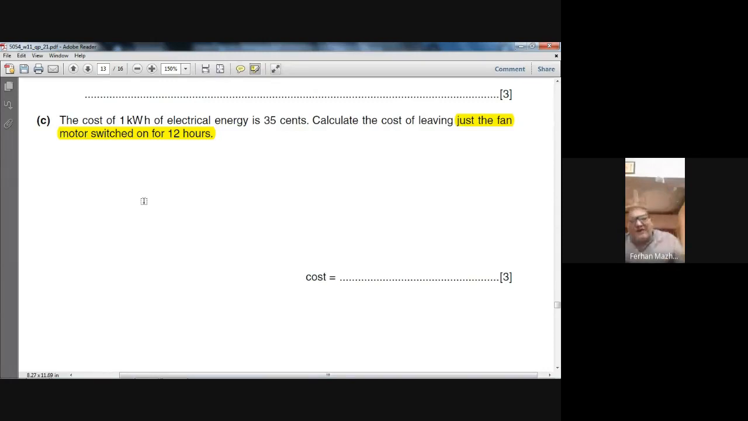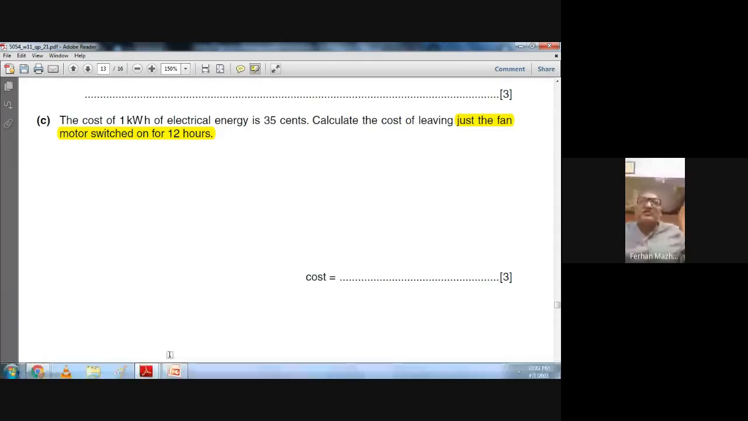You multiply power with time and you multiply it with the price of 1 kilowatt hour. But the power should be taken in kilowatts, not in watts, and the time should be taken in hours, and the price is given. You just multiply them, you get the cost. But the important trick here, he said, just the fan is on, the heater is off.